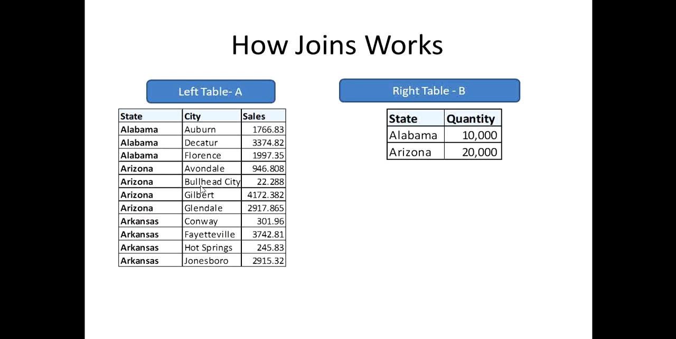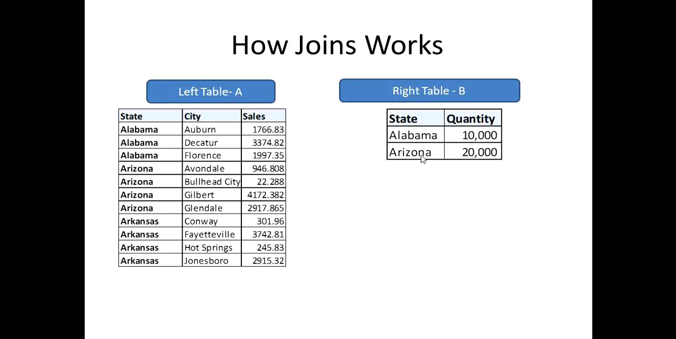And yeah, so for each of the cities, you can see that there are three states: Alabama, Arizona, Arkansas, and all these cities belong to these three states. So my sales values are given at the city level. So I would say the level of granularity is at city level. Okay. Now look at table B, which is my right table. So here I don't have city information. I just have aggregate quantity sold in Alabama and aggregate quantity sold in Arizona.